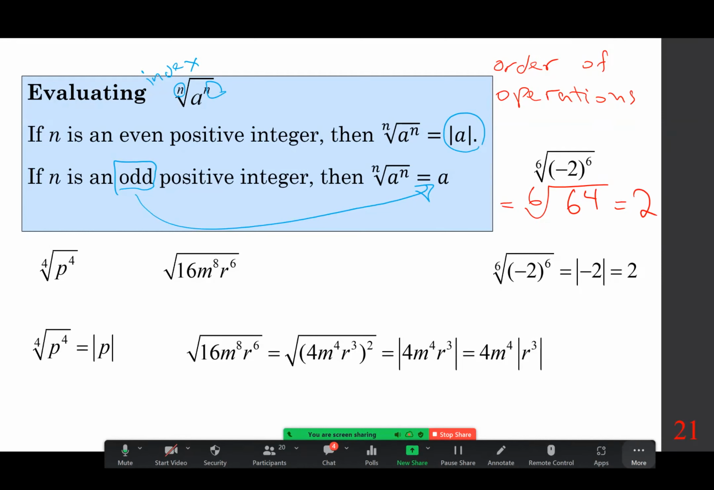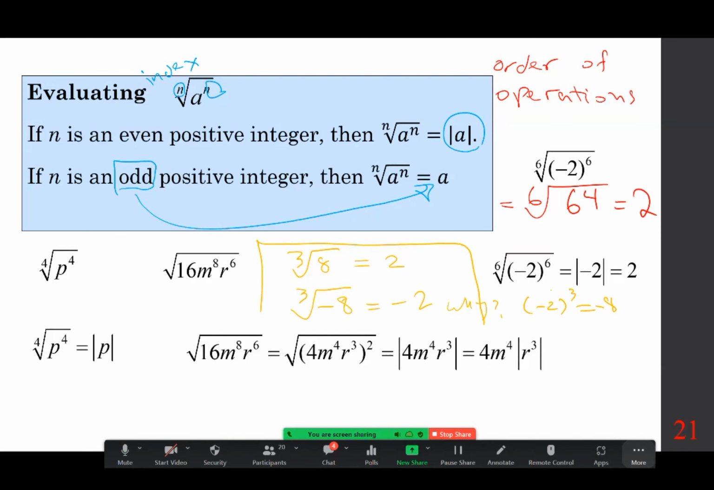Now, what I want to show you is this. What if we are dealing with an odd index? Take a look. The cube root of 8 is 2. The cube root of negative 8 is negative 2, meaning if you're dealing with an odd index, the sign just comes out. Okay? Why? Because negative 2 to the third power is negative 8.